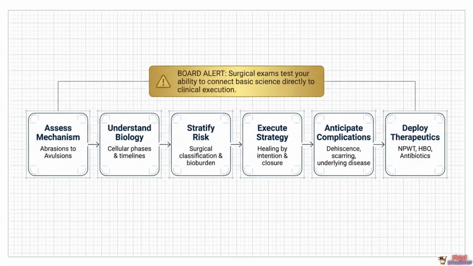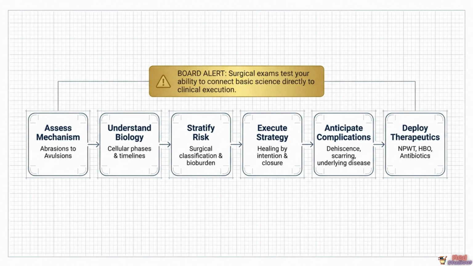Before we examine individual topics, let us establish the overarching mental model that will organize everything in this video. Managing any wound, whether in trauma, surgery, or chronic care, requires progressing through 6 sequential steps, and examiners test each of these steps independently. Step 1 is to assess the mechanism. The way a wound was created determines its tissue characteristics, contamination level, and infection risk. A puncture wound behaves completely differently from an abrasion, and your initial management must reflect that difference.